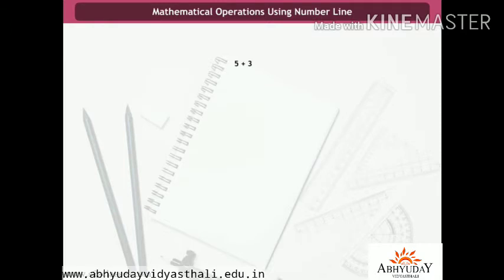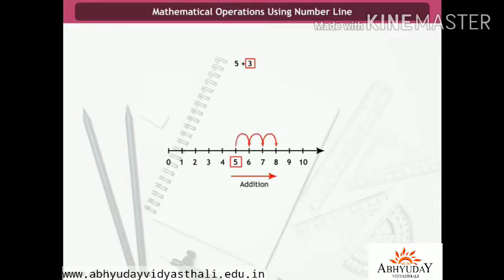Mathematical operations using number line. Now let us add 5 and 3 using number line. To add 3 to 5, we move 3 unit steps to the right of 5. We reach 8. So, 5 plus 3 is 8. Now to subtract 3 from 6, we move 3 unit steps to the left of 6. So we get 6 minus 3 is 3.